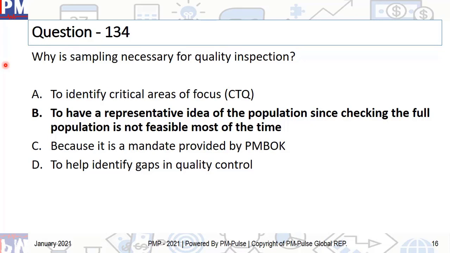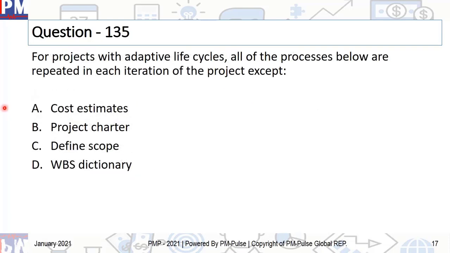Right? So you do the sampling, do the test on it, and whatever you get in that test as a result on that sample, you project it onto the rest of the population, right? Because otherwise, checking the entire population is very expensive. It takes a lot of time. All right, let's move on to question number 135.